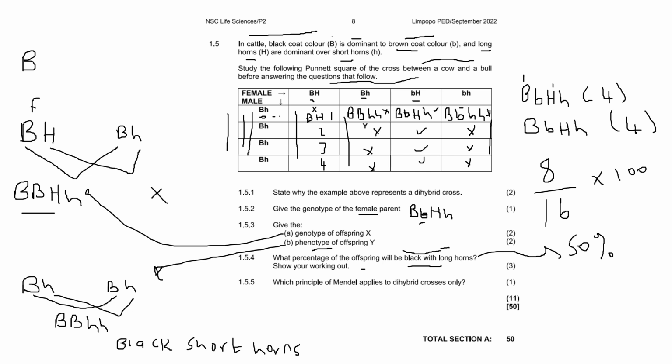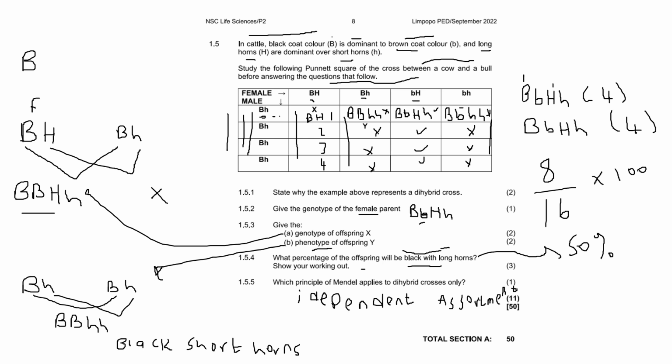Then 1.5.5, which principle of Mendel applies to dihybrid cross only? Remember, that's the principle of independent assortment. So the principles of Mendel, independent assortment, applies only on dihybrid crosses. That only applies in Mendel's work. So that will be the answer, and that will be that for section A.